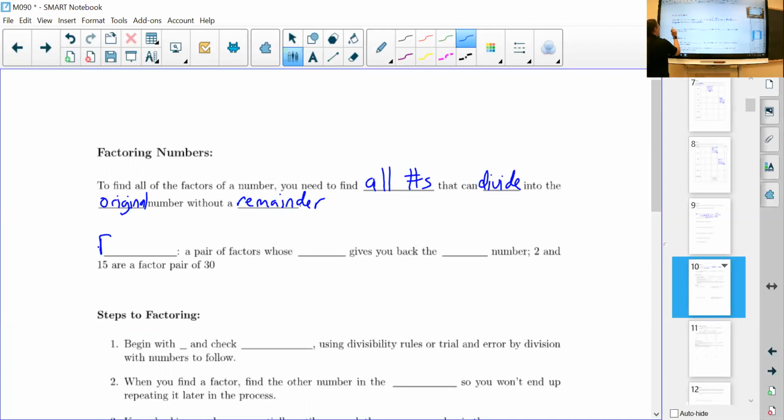So we've got a factor pair, and that's a pair of factors, two factors, whose product gives you back the original number. In other words, multiply those two numbers, we get the original number, so 2 and 15, that's a factor pair for 30.